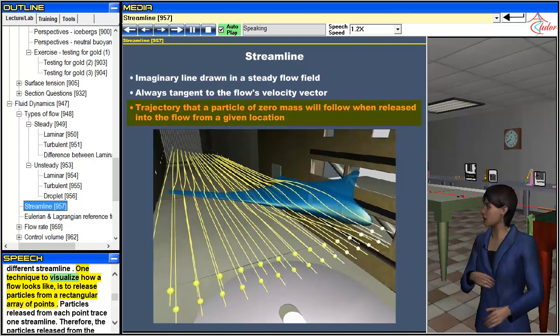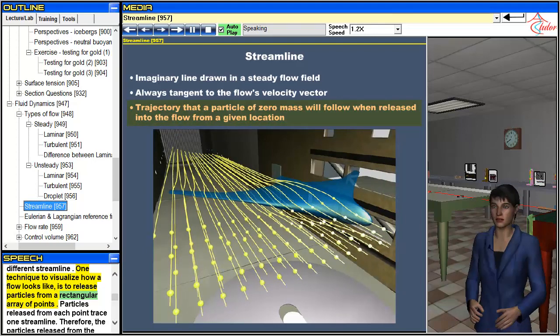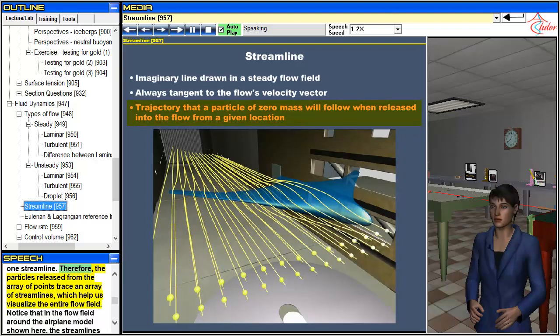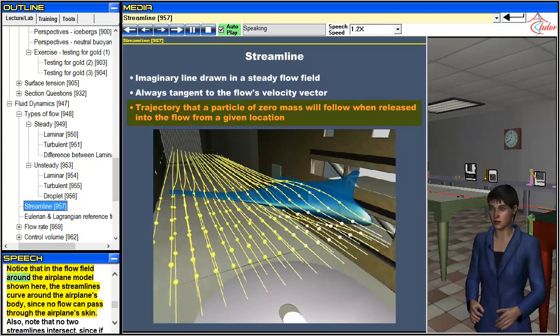One technique to visualize how a flow looks is to release particles from a rectangular array of points. Particles released from each point trace one streamline. Therefore, the particles released from the array of points trace an array of streamlines, which help us visualize the entire flow field. Notice that in the flow field around the airplane model shown here, the streamlines curve around the airplane's body, since no flow can pass through the airplane's skin.